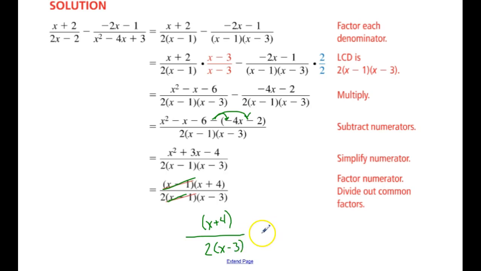So I am thinking about values that I need to exclude, right? Remember, we're talking about the domain. So I want to look at what would make this 0. And so just think about those as we go. So here is going to be our final answer for that one, for when I'm subtracting.